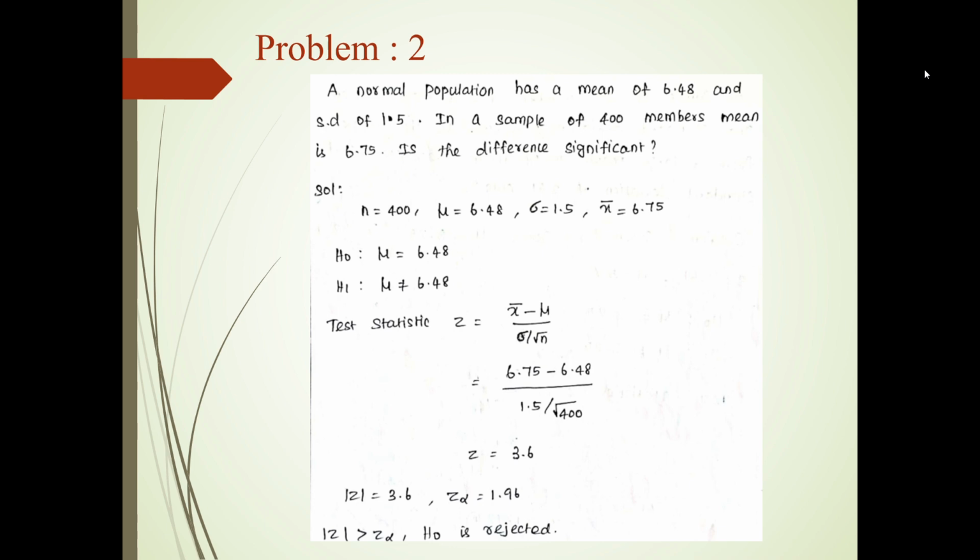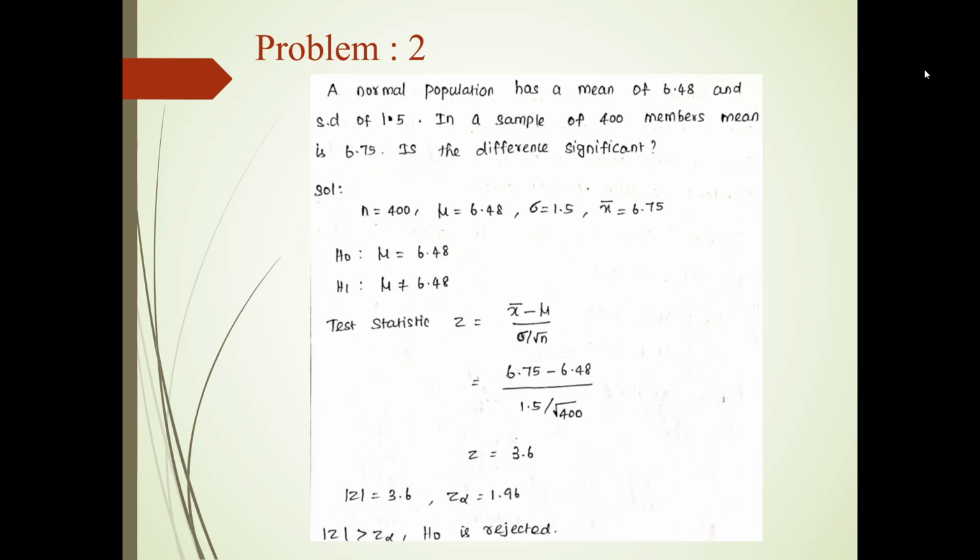Is the difference significant? So we have to check whether H naught is accepted or rejected. Fix H naught: mu is equal to the population mean, that value is 6.48. Next H1: mu is not equal to 6.48, because this is a two-tailed problem. How do we check whether it is a two-tailed, right-tailed or left-tailed problem? If the problem contains words like increase, exceeds, that type of words, then it is a right-tailed problem. Suppose less than, decrease, that type of words are there, then it is a left-tailed problem. If that type of words are not there, then it is a two-tailed problem. So we can fix mu is not equal to 6.48.